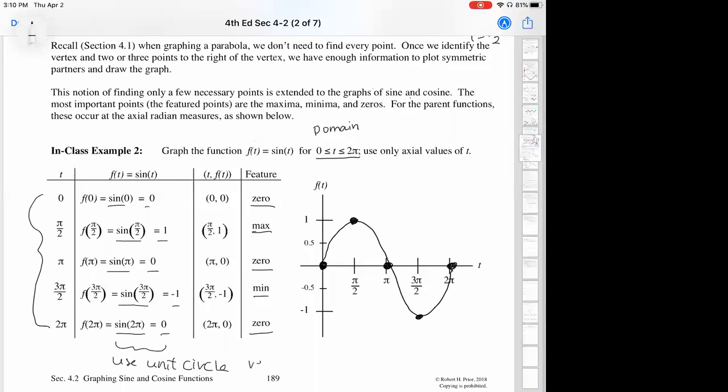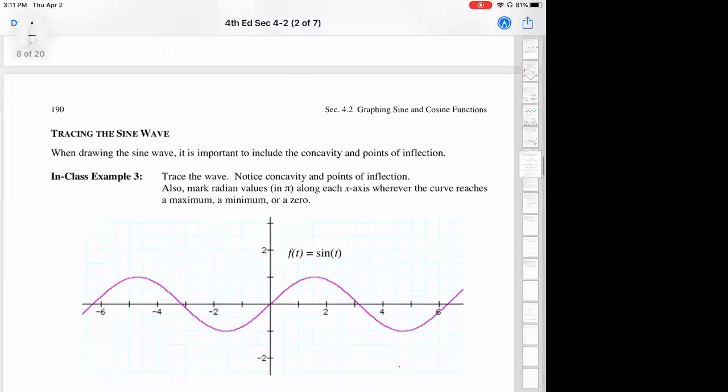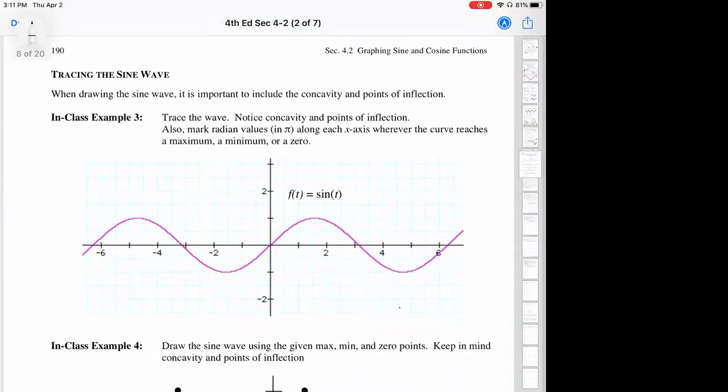Okay. Remember that sine is your y value. So you know how you always have a point x comma y? You want the y. That's how we're evaluating these sine functions. Okay, tracing the sine wave.